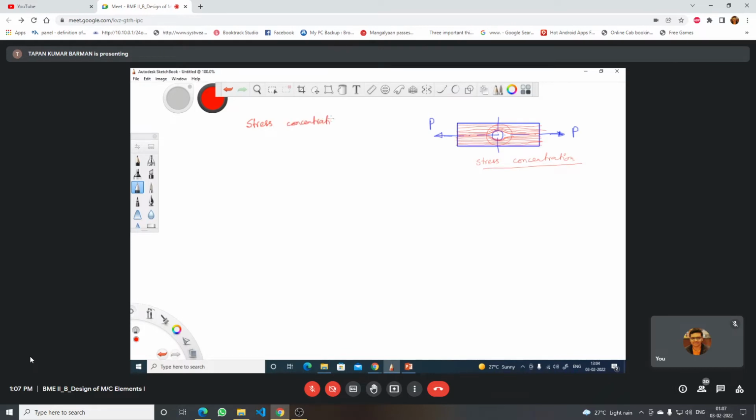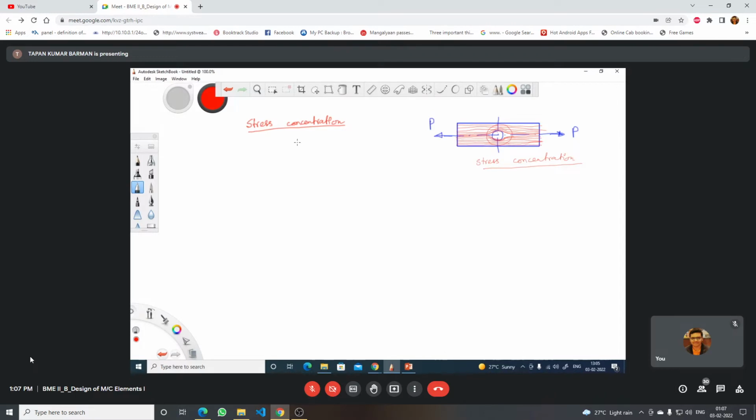In your drawing class also, you learn how we may reduce the stress concentration in the material. One process you know is giving a fillet radius, by which we may reduce some effect of stress concentration. There are different procedures by which we may reduce the effect of stress concentration. Later on we will study in detail. But right now, why are we discussing this? Near the discontinuity, what happens?